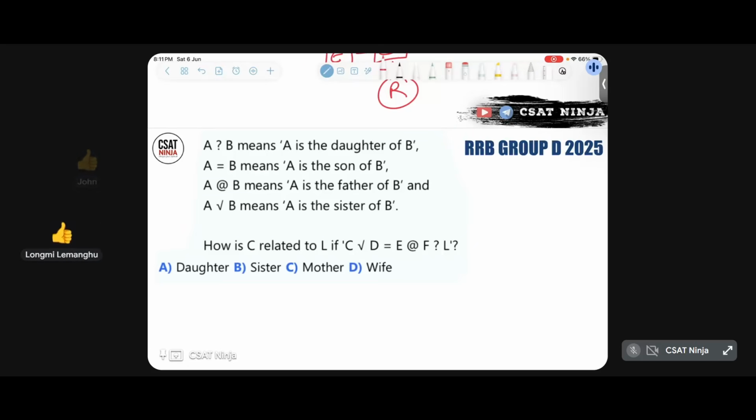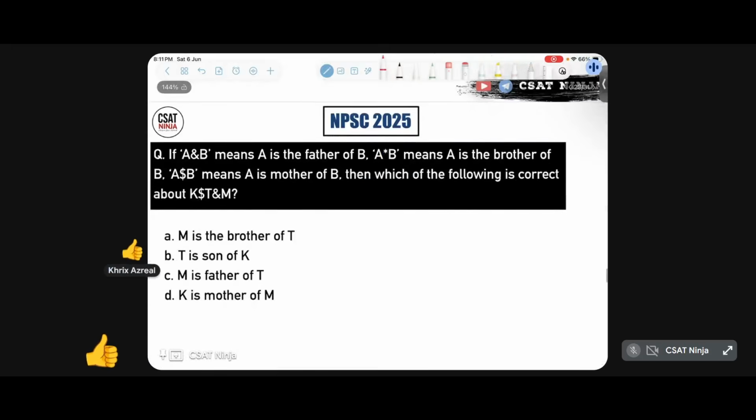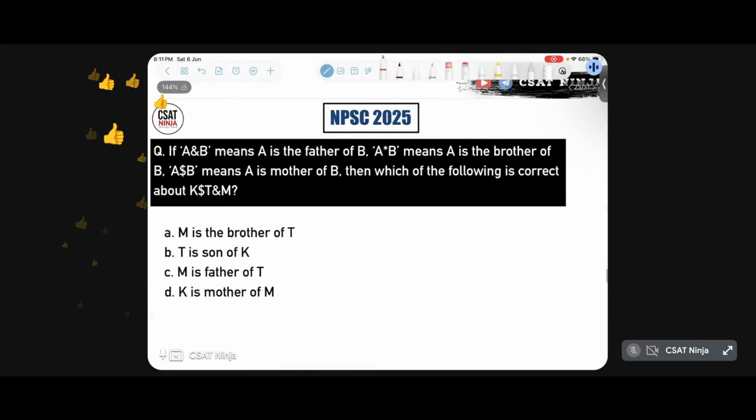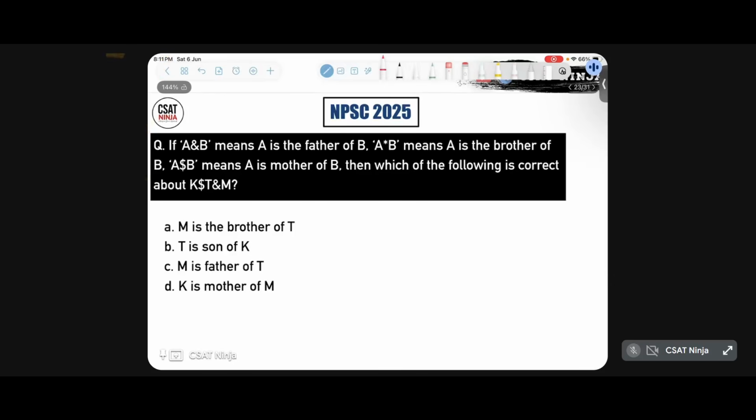Okay, let's move on to the next one. NPSC 2025 question. This was the question asked in last year's prelims. If you look at this one, the coding still remains the same. Now let's start with the coding.